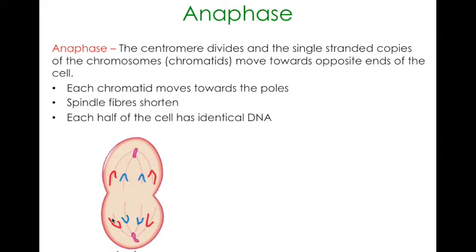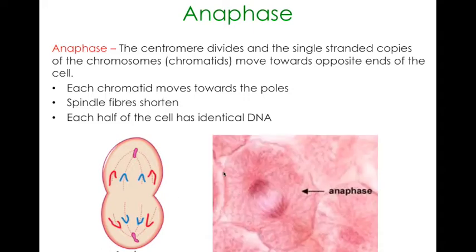Okay, there is another microscope slide of anaphase happening. You can see that darkened patch there is the chromatids, which have now broken apart, and that middle section has been divided, and the cell has already started to show signs of division happening.